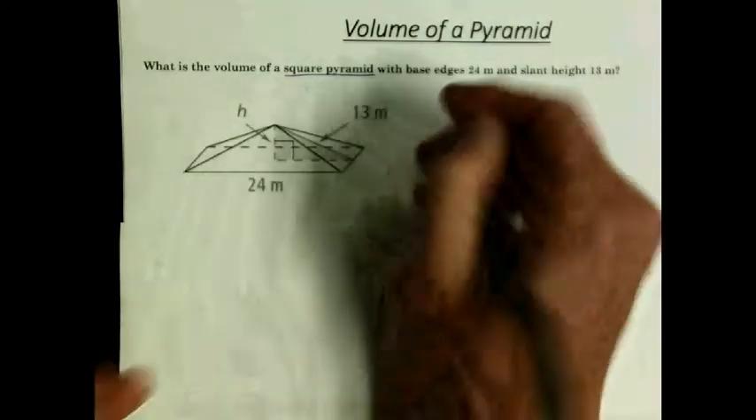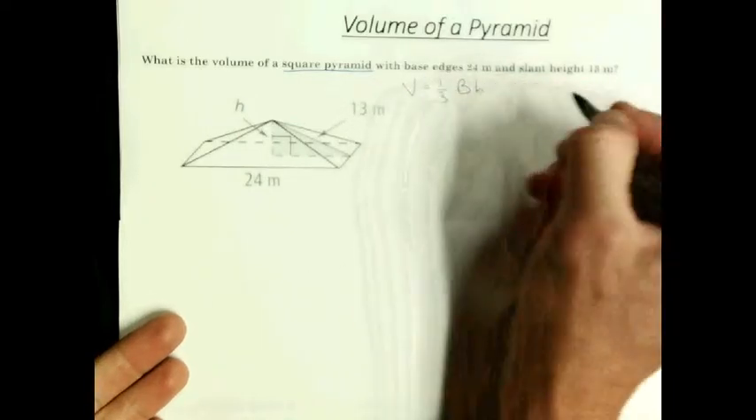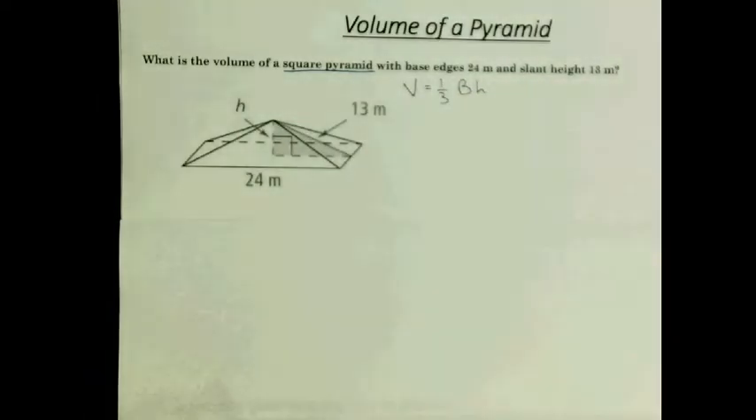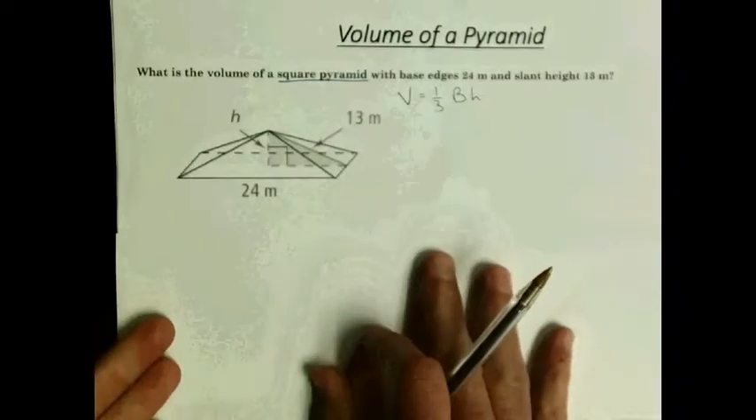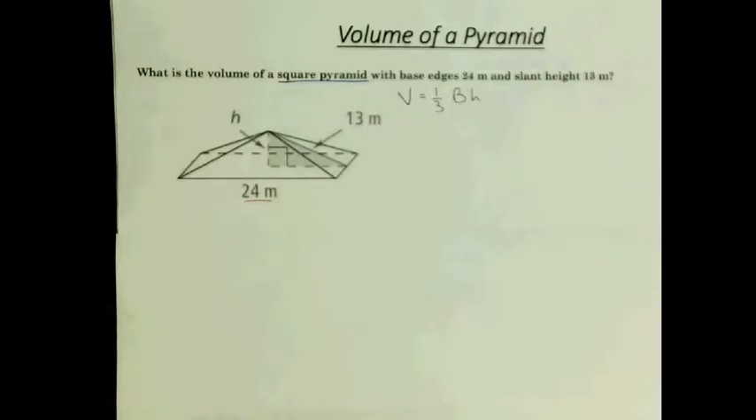So at least we know one thing. We know we're dealing with volume, and so volume is 1/3 the area of the base times the height. The area of the base is the easy part, right? Because it's a square pyramid. 24 by 24, no sweat, we got that. It's the height that's a problem.